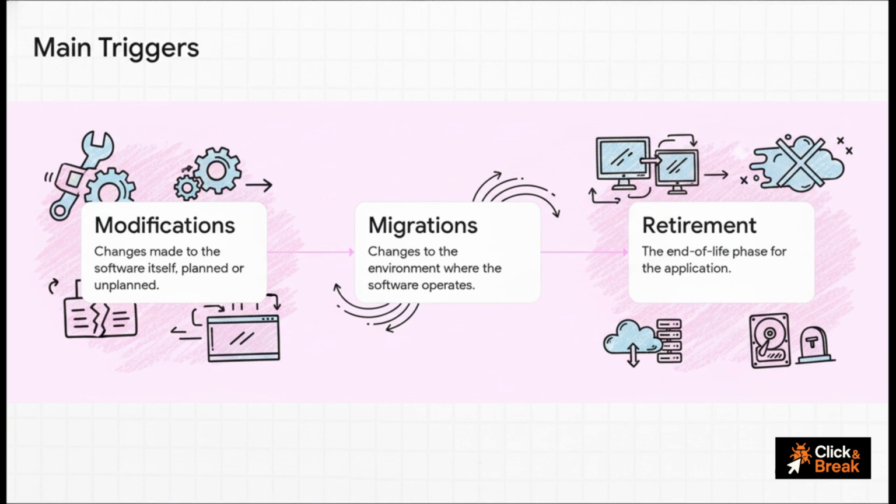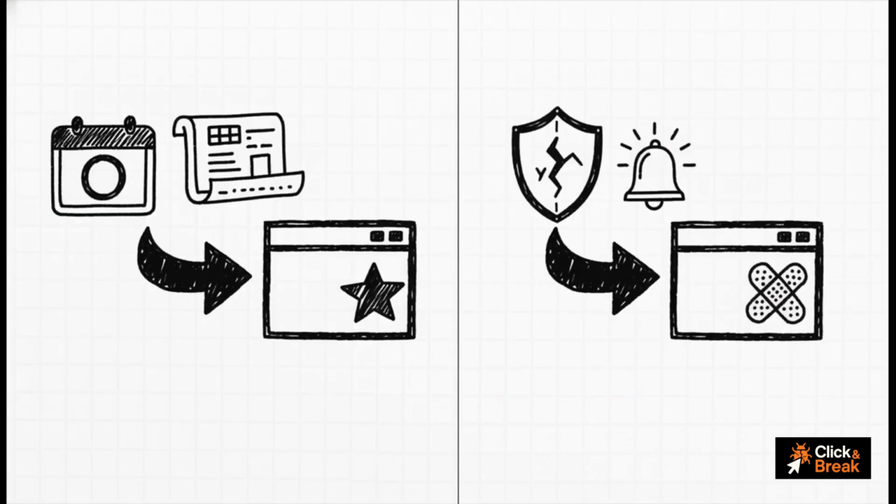Let's look at each one. So the most common trigger, by far, is just changing the software. This could be a totally planned update, like rolling out a new feature everyone's been asking for, or it could be an emergency, like a frantic, unplanned hotfix to patch a major security issue. Either way, that change has to be tested.